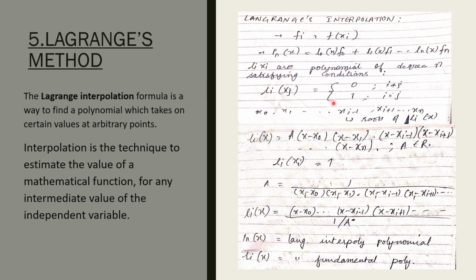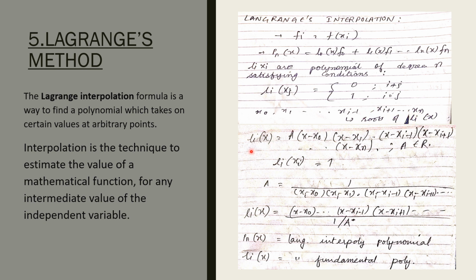This eventually says that Li(xj) is also a fundamental polynomial. When this is 0, meaning i is not equal to j, for every value of x not equal to xi, that is x naught, x1, up to xi minus 1, leaving xi, then xi plus 1 up to xn, these are the roots of Li(x).